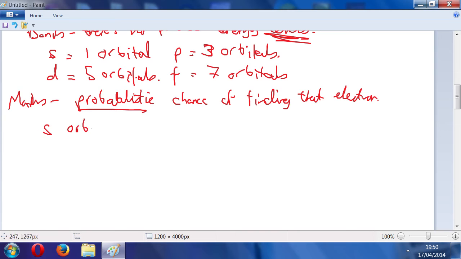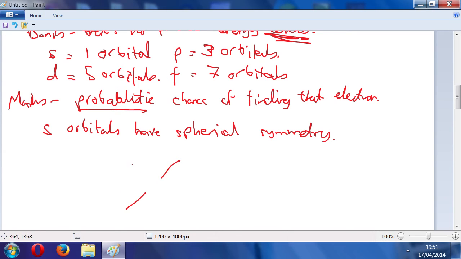So s orbitals are said to have spherical symmetry. I might have a go at drawing it. Keep in mind these do not have a border, but otherwise I wouldn't be able to draw anything. There we go, I think.